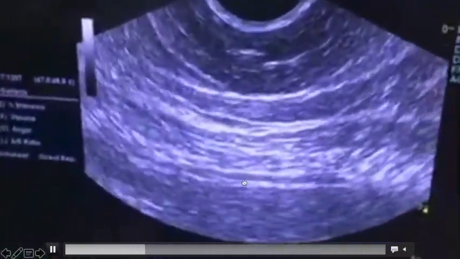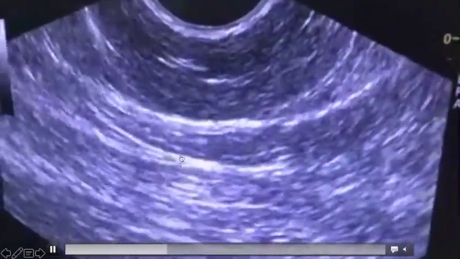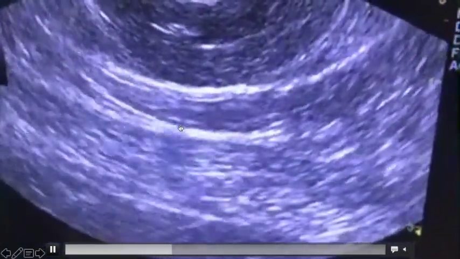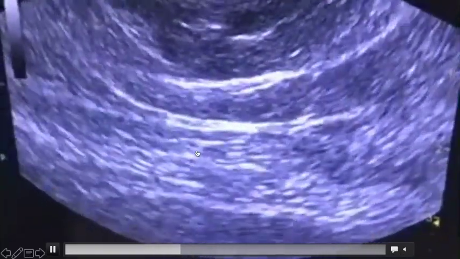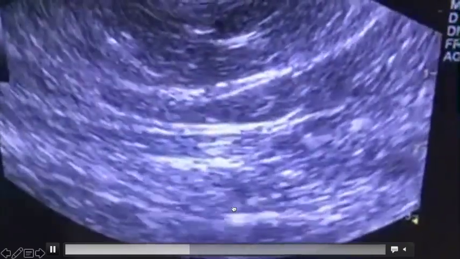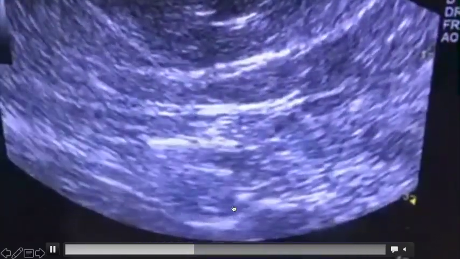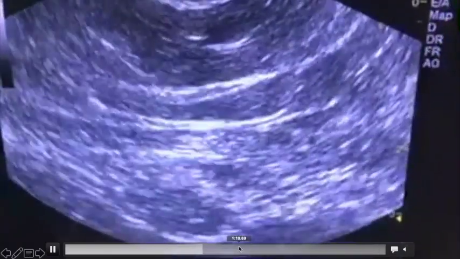I am using again a hypodermic needle. I will come in plane. I will insert the needle. This is a small footprint probe, so I have to go closer to the probe and insert the needle. It is difficult to visualize the needle because of the lower frequency and angle of the needle, but you can appreciate the needle movement and drug spread in the TAP plane. So this is a nicely given TAP block with a transvaginal probe.